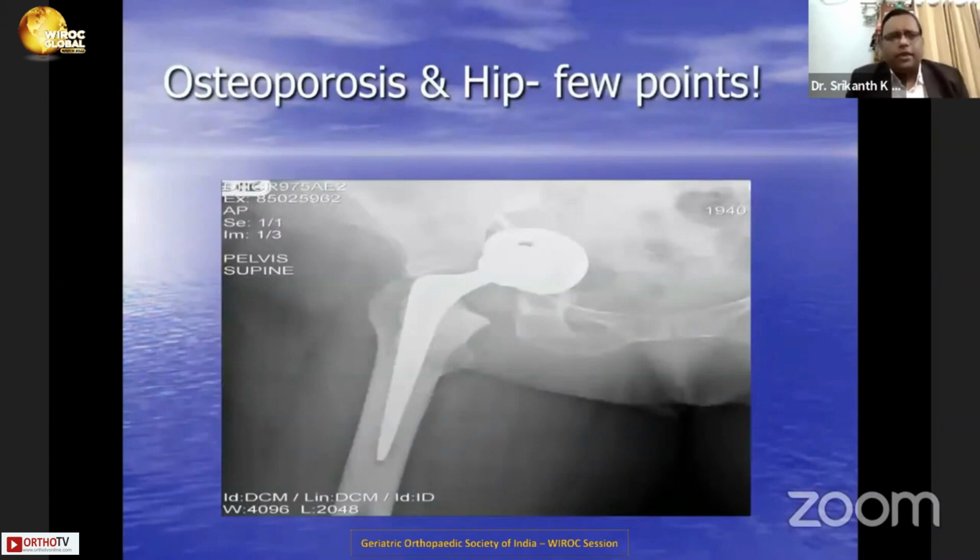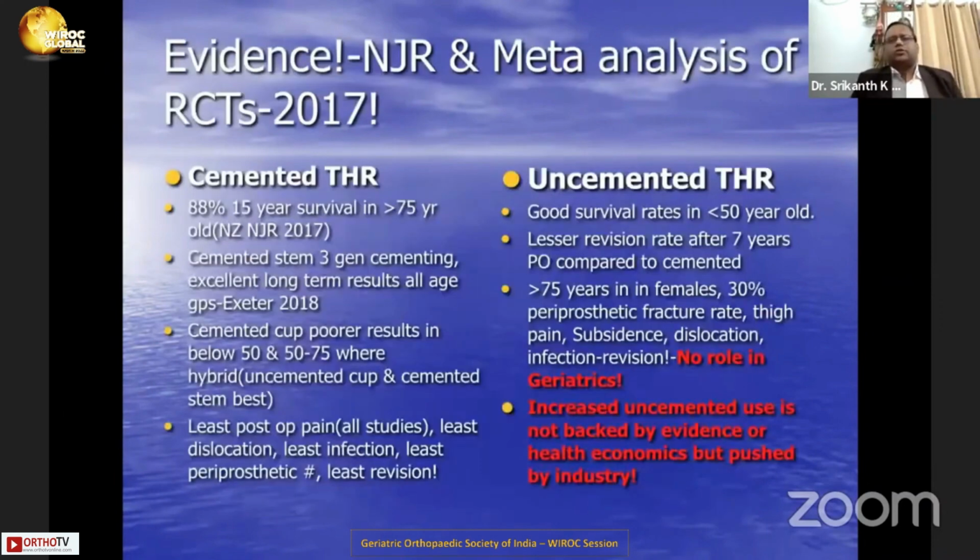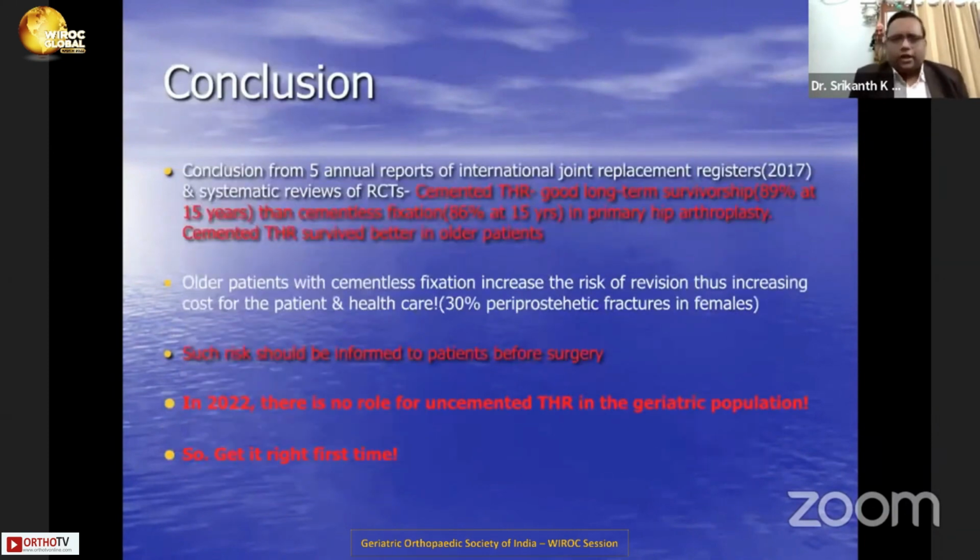So, coming to the hip, again, the outcome for osteoporosis, 2 days post-op. Who wants this? So there's increasing evidence that there's a big role for a cemented THR in elderly osteoporotic patients. The conclusion from 5 annual reports of the international joint replacement registry and a meta-analysis shows that cemented THR gives a good long-term survivorship, 89% at 15 years compared to cementless at 86%. And the cemented THR survived better in older patients. Older patients with cementless fixation had an increased revision risk, particularly periprosthetic fracture at 30%, in females above 75. Such risk should be informed to the patients before surgery.